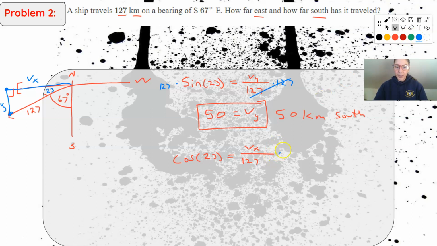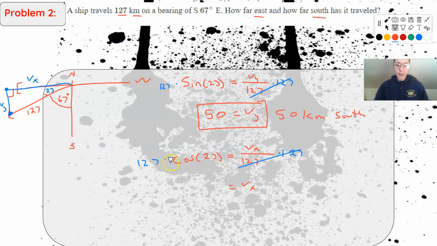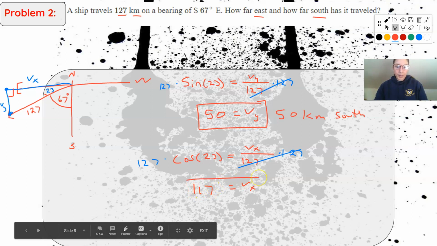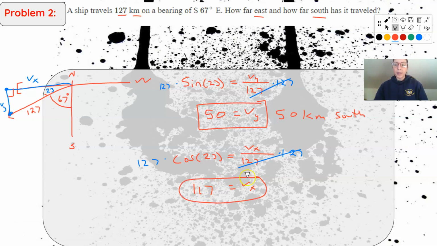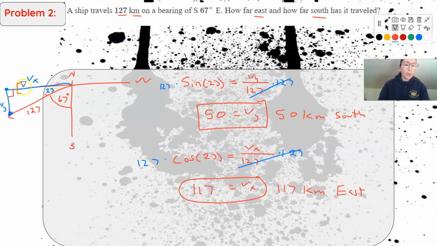Again, I'm going to multiply both sides by 127. The 127s cancel out, and my horizontal component of my vector is going to equal 127 times cosine 23. Make sure your calculator's in degrees. We get 116.9, but I'm going for nice whole numbers. So that means we traveled 117 kilometers east, again by finding the horizontal component of our vector, our v sub x.